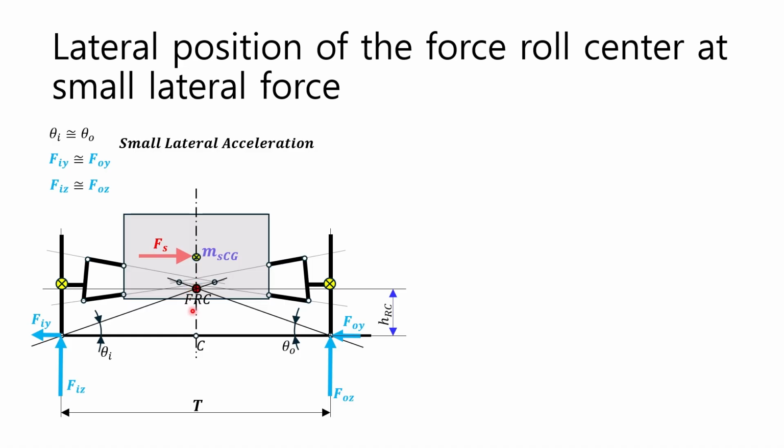If the vehicle is symmetrical and the difference in forces acting on the left and right wheels is small due to a small lateral force, the spring center coincides with the intersection of the vehicle's central longitudinal plane and the cross-section containing the wheel centers of the left and right wheels. In this case, the kinematic roll center, geometric roll center, and force roll center all lie at the same location in the vehicle's central longitudinal plane.